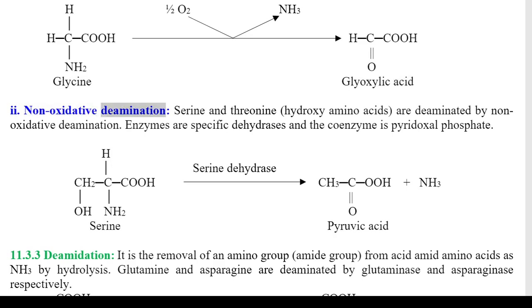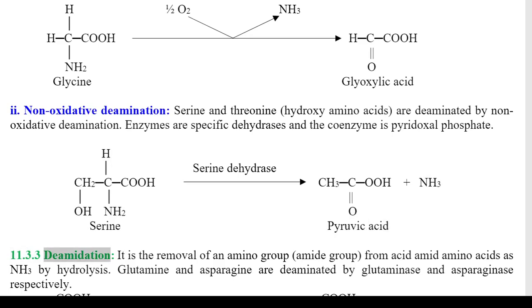2. Non-oxidative deamination. Serine and threonine, hydroxy amino acids, are deaminated by non-oxidative deamination. The enzymes are specific dehydrases and the coenzyme is pyridoxal phosphate. Serine dehydrase converts serine to pyruvic acid plus NH3.